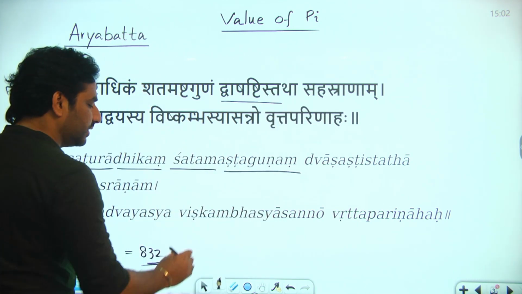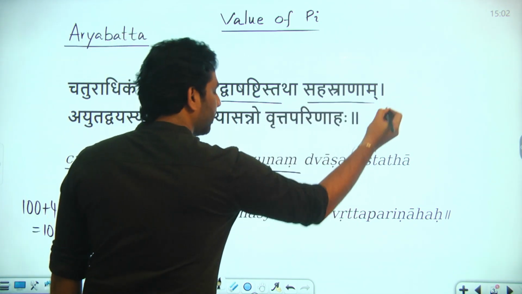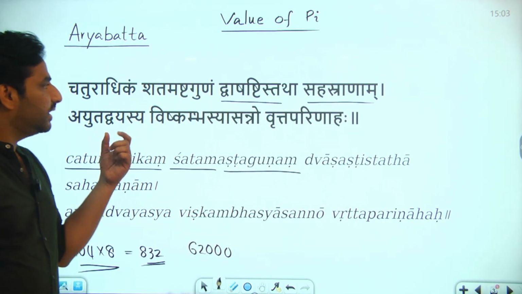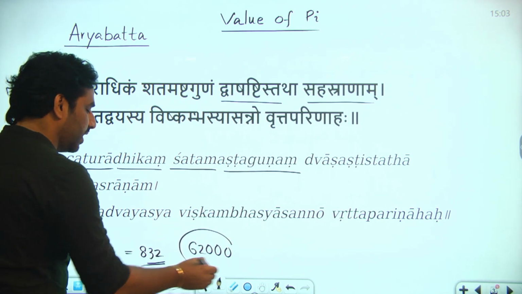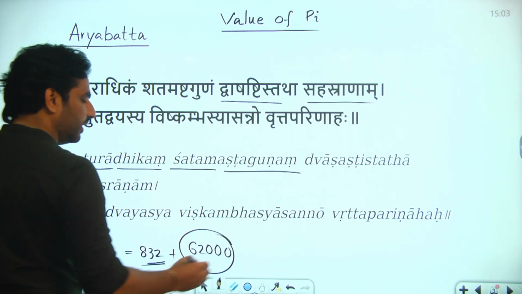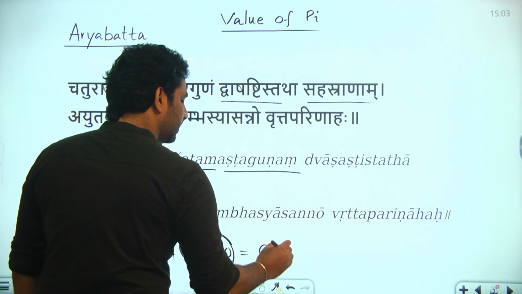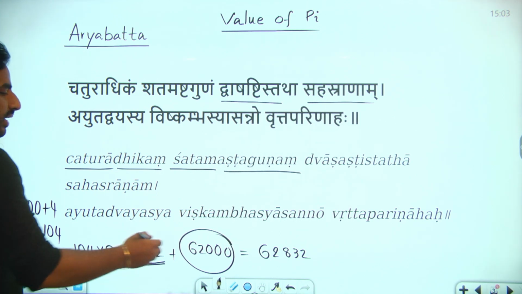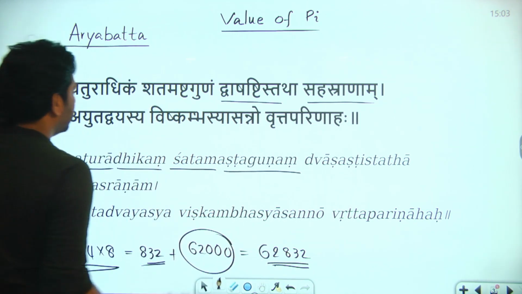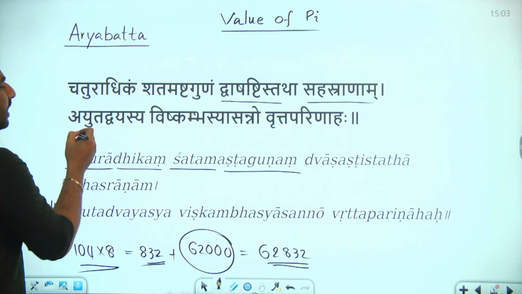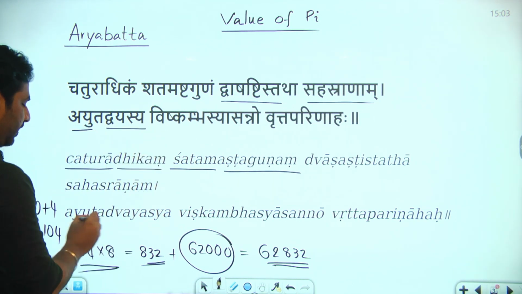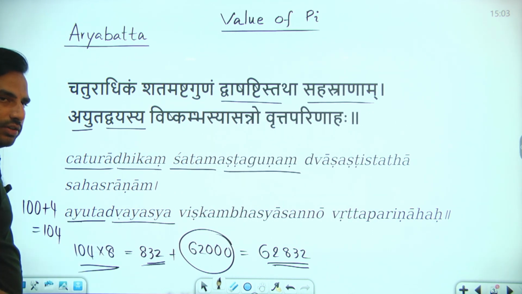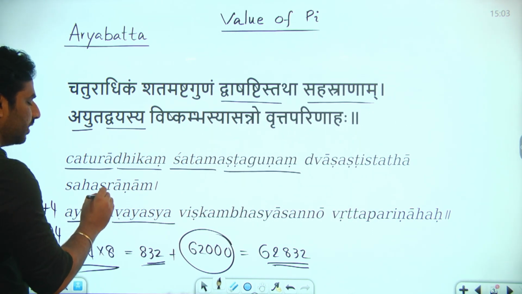And dvashashtisthata, dvashashtihi is 62. And sahasranam is 62,000. Sahasra is 1000. So dvashashtisthata sahasranam is 62,000, and you have to add this to 832. That becomes 62,832. And what is this particular number? It is explained in the second line, that is ayuta dvayasya. Or you can see here ayuta dvayasya. Ayuta is 10,000. Dva is 2, 10,000 multiplied by 2, that is 20,000.